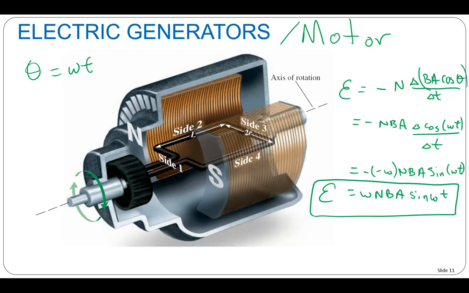So the EMF, the electromotive force, the voltage, generated by this generator is omega. What is omega? It's the angular velocity. It's the rate at which it's rotating, measured in radians per second, multiplied by N, the number of loops, multiplied by B, the magnitude of the magnetic field, multiplied by A, the area of that loop, and then times sine of omega t. So when omega t is 0, we have 0 voltage. When omega t is 90 degrees, we have omega NBA. When omega t is minus 90 degrees, we have minus omega NBA.